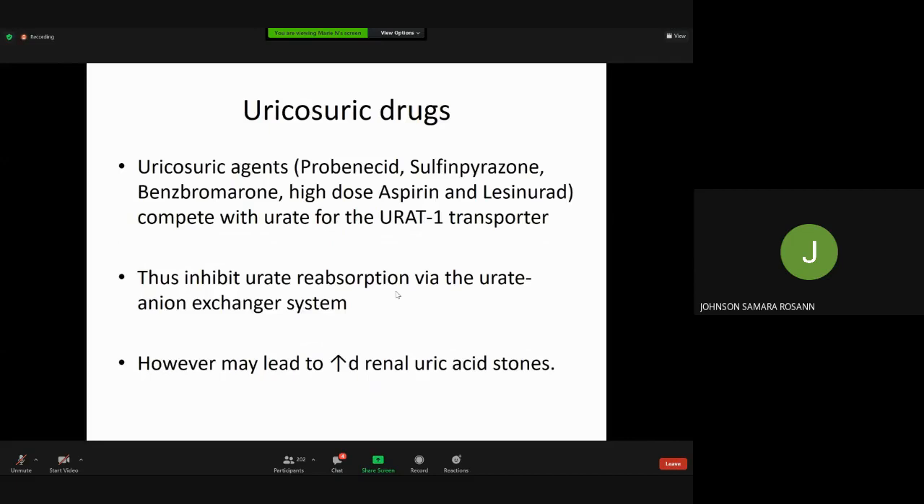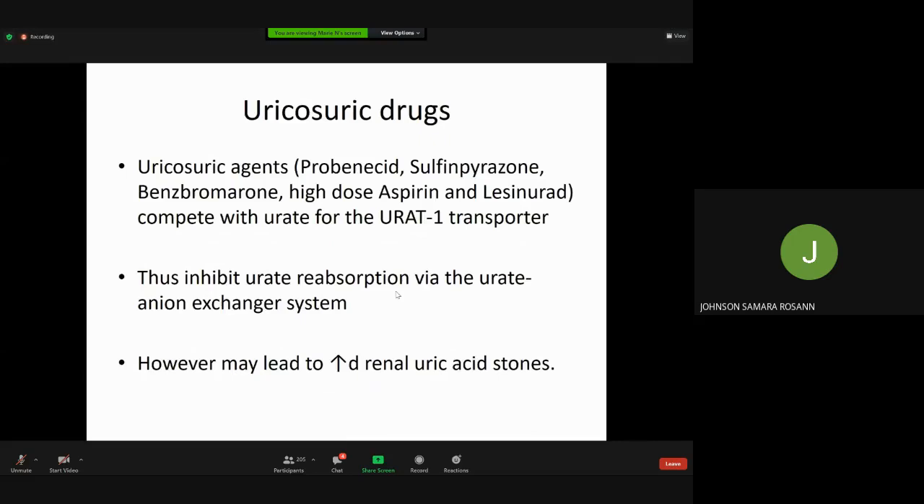So they're very good for increasing the excretion of the uric acid in the urine. But now, when you have too much uric acid within the urinary system, again, you reach a saturation point where they start to crystallize and precipitate. So they may lead to increased risk of uric acid stones within the kidney.